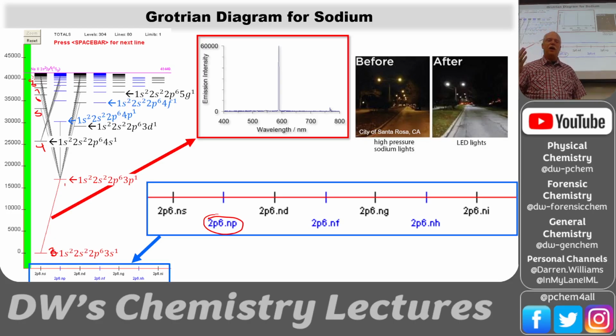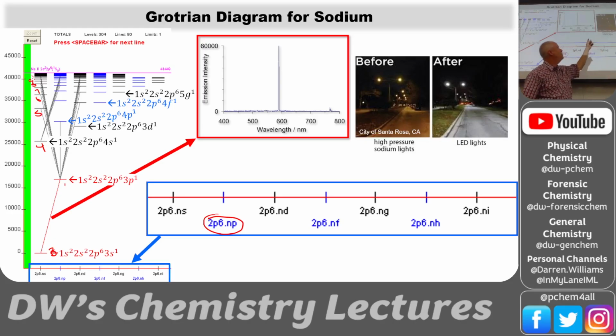There's one strong line in sodium. That's this one here, the 589 nanometer line, and it's in the yellow region. And so it's interpreted by your brain as yellow light. It gets a little bit of red, a little bit of green, hitting two pigments in your eye, in your retina, and so it shows up as yellow.